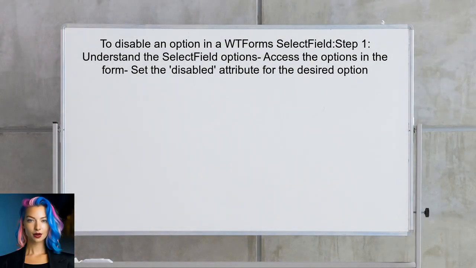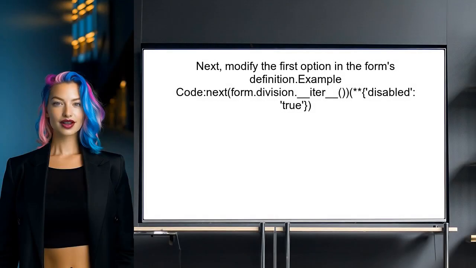To disable an option in a WTForms SelectField, the user should first understand how to modify the options in the form. The key is to access the options and set the disabled attribute correctly. Next, the user can modify the first option directly in the form's definition. This can be done by using the next function to get the first option and then applying the disabled attribute.